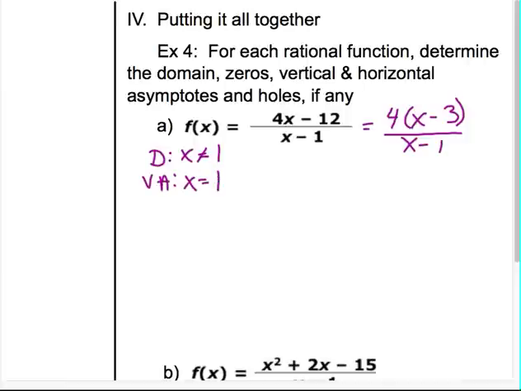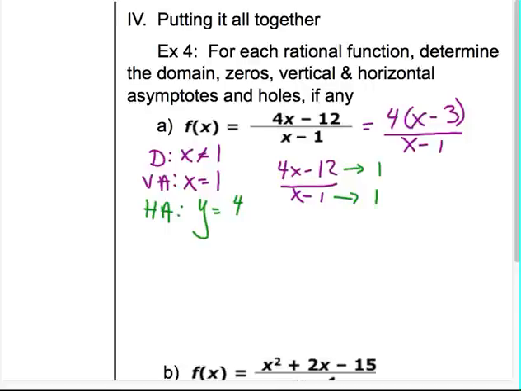Horizontal asymptotes, we need to look at the degree. Let me rewrite it quick. The degree of my numerator is 1. The degree of my denominator is 1. And when the degrees are equal to each other, that's when we take a look at the leading coefficients. So the leading coefficient of my numerator is 4. The leading coefficient of my denominator is 1, so my horizontal asymptote is at y equals 4.